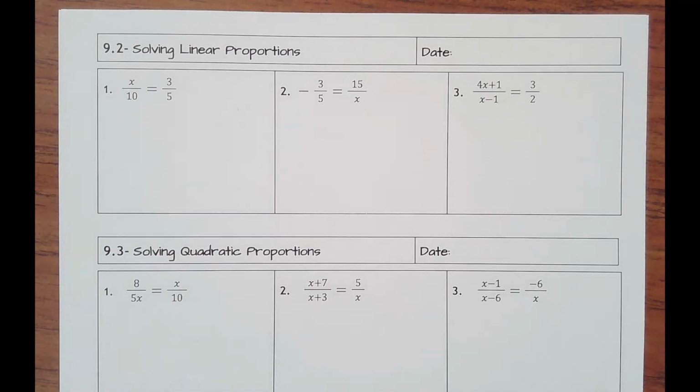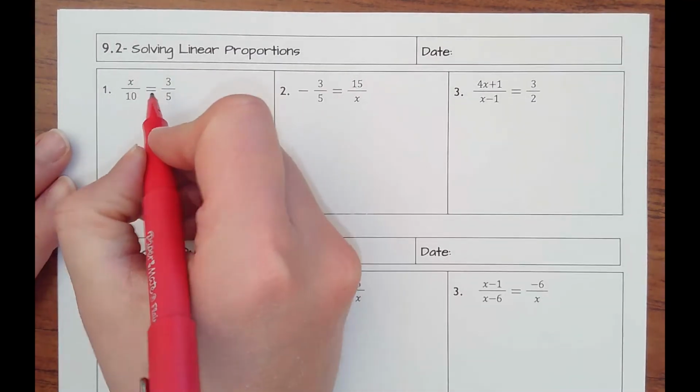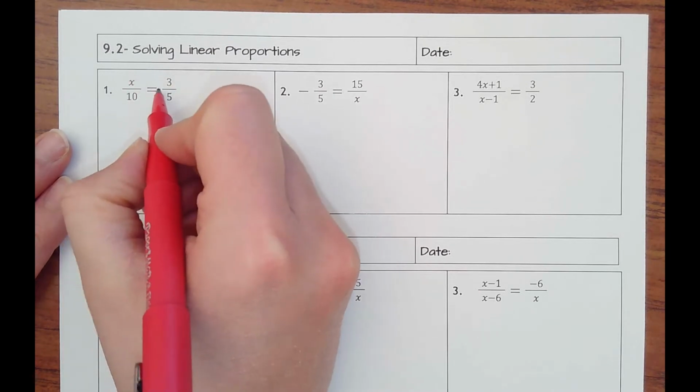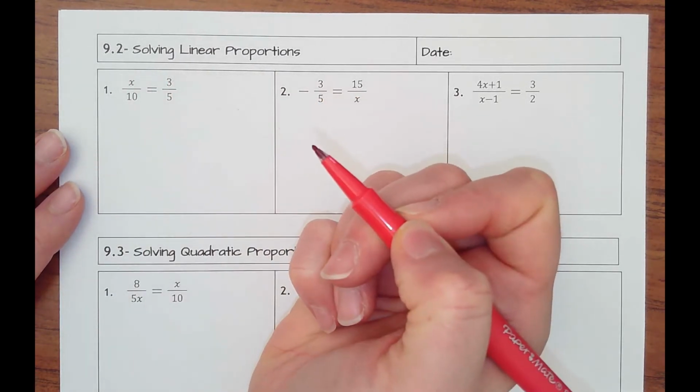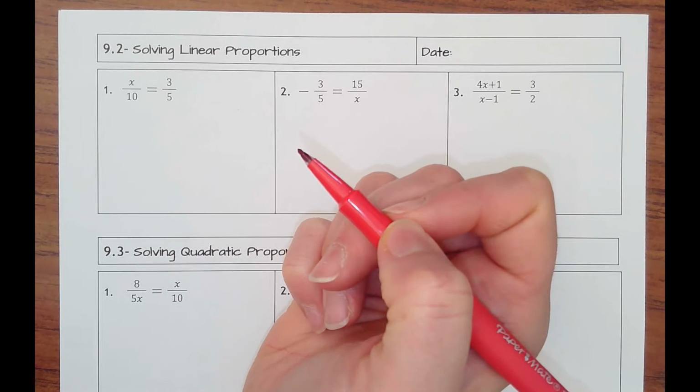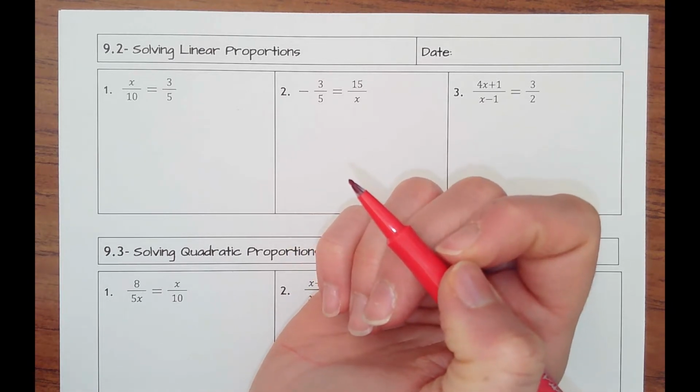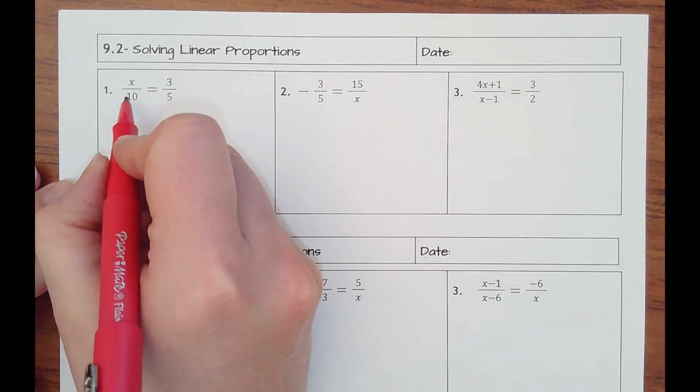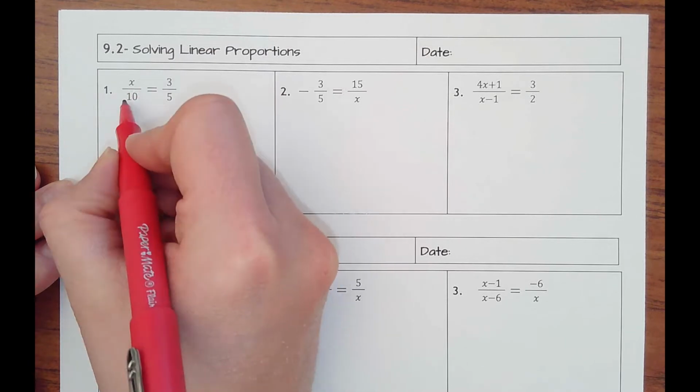Lesson 9.2 is solving linear proportions. What happens in a proportion? It's really just a fraction equal to a fraction, and they have some kind of common ratio. Some of them you can look and just tell, some of them you can't. The fastest way to do it is the cross products equal each other.